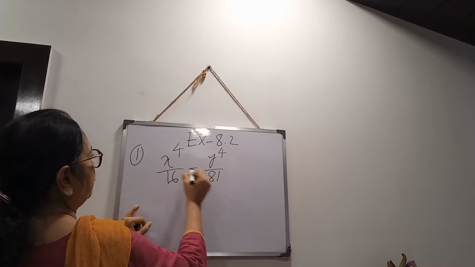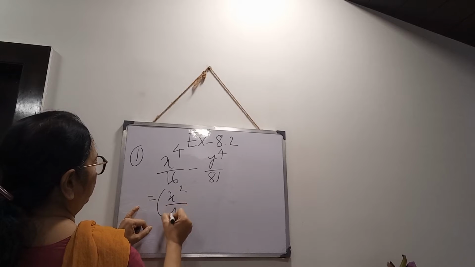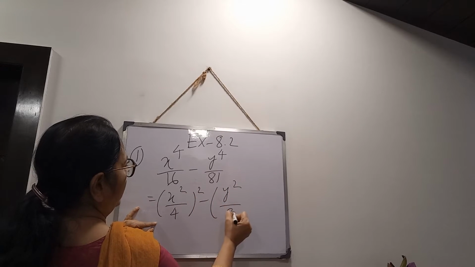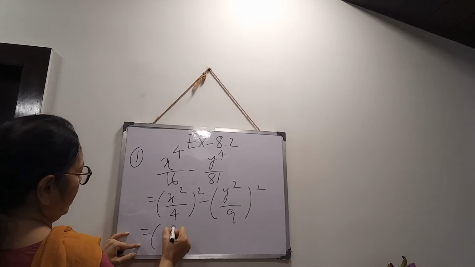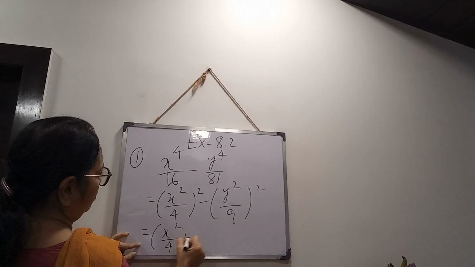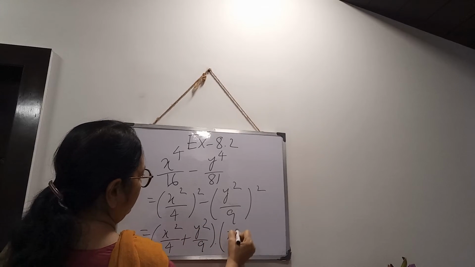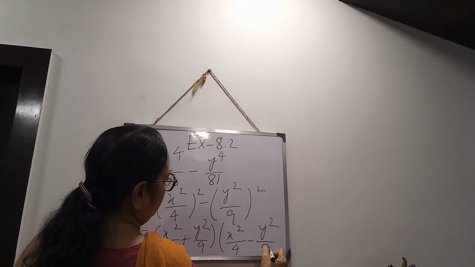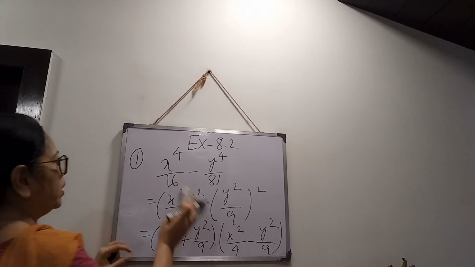Now see what to do. It is a square minus b square form. So here x square by 4 whole square minus y square by 9 whole square. A square minus b square, you know, is a plus b into a minus b.